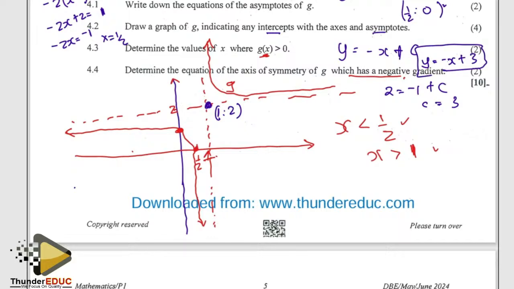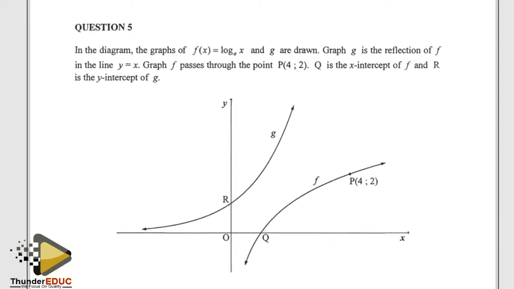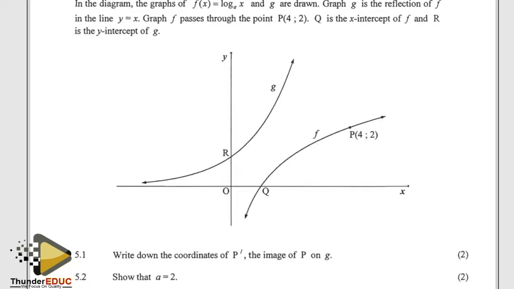So guys, that's what was meant to be done under question number 4. Okay, we move on. Question number 5. In the diagram below, the graphs of f, which is the log function, most cases that we call the inverse in some cases. In this case, it's different. So g is the reflection of f in the line y is equal to x. Graph of f passes through this and this. Q is the x-intercept of f and r is the y-intercept of g.